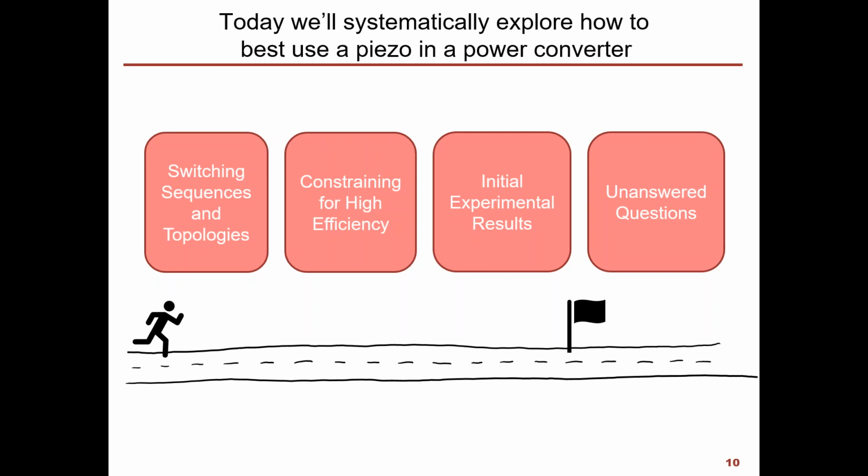Now we're going to start attacking that question by going through what are the various switching sequences and topologies that we can use for a piezo in a power converter. Once we figure out what those could be, we then would like to constrain those for highest efficiency so we can analyze and compare them. And then after that, we'll start to look at, well, what are some initial experimental results with a piezo in a converter, and what are those telling us? And then finally, we'll wrap up with what are some unanswered questions for piezo-based converters going forward.